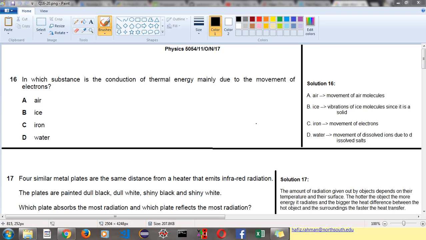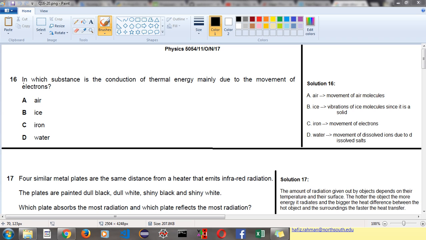Hello guys, I am back with the 5 QA and again we are solving the next 16 to 20 questions from the physics question paper of 2017, that is October session paper 11. Well, let's move to our questions.